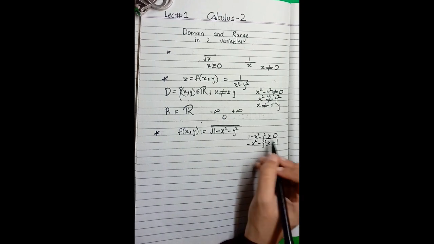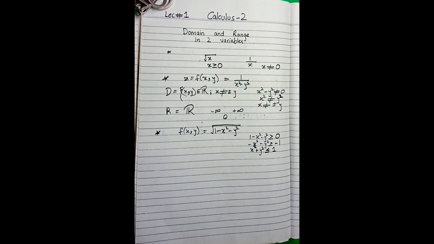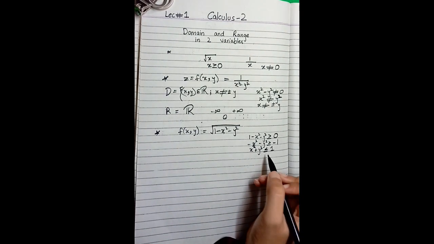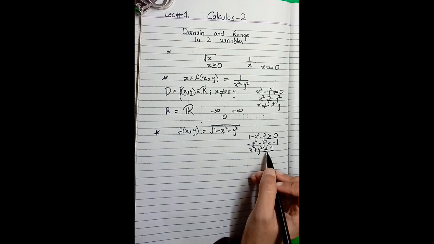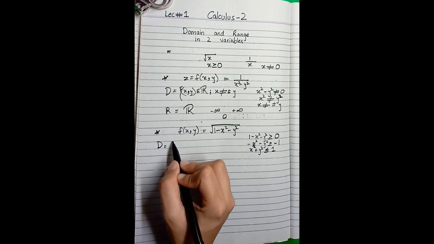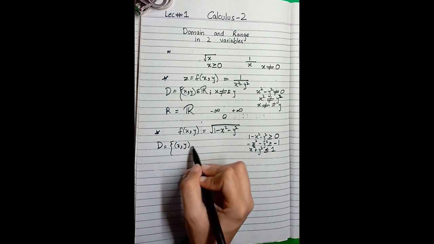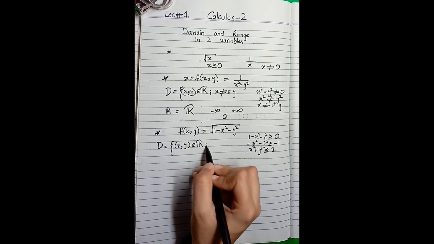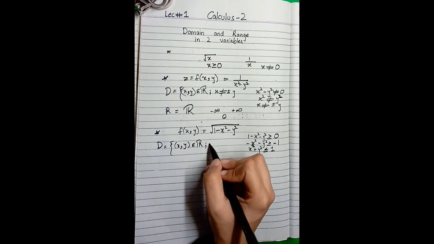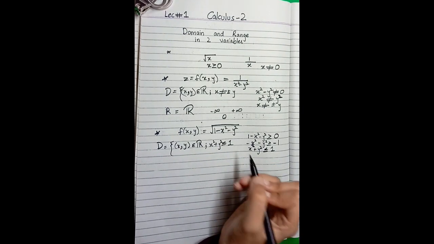Here we have plus, on the other side it will be minus. x square plus y square must be less than or equal to 1. So our domain is that (x, y) belongs to the real numbers, but with the condition that x square plus y square should be less than or equal to 1.